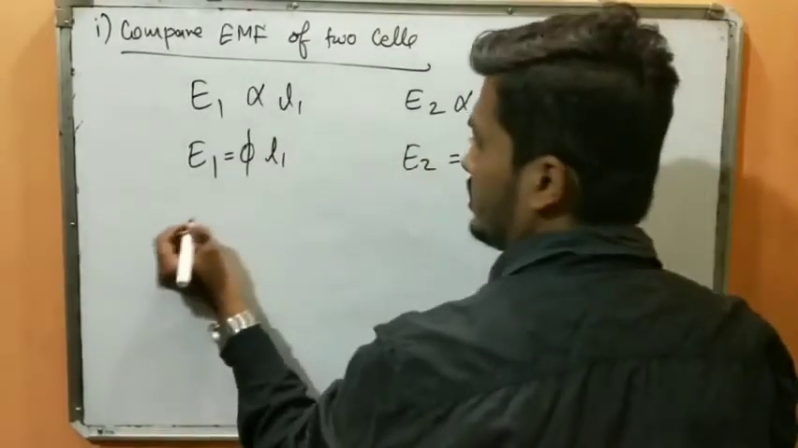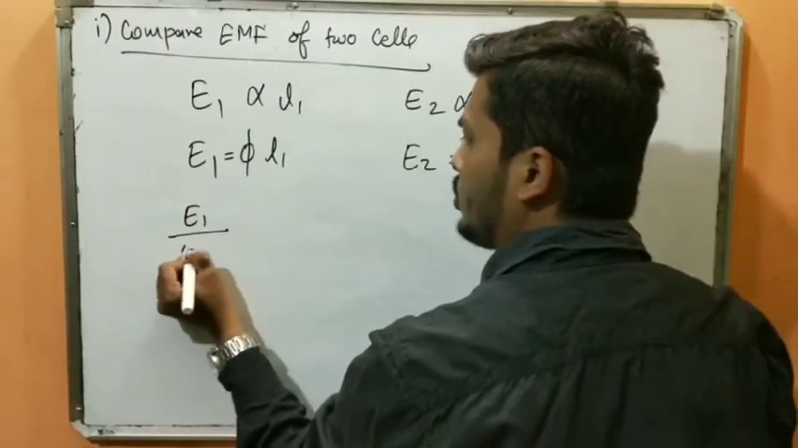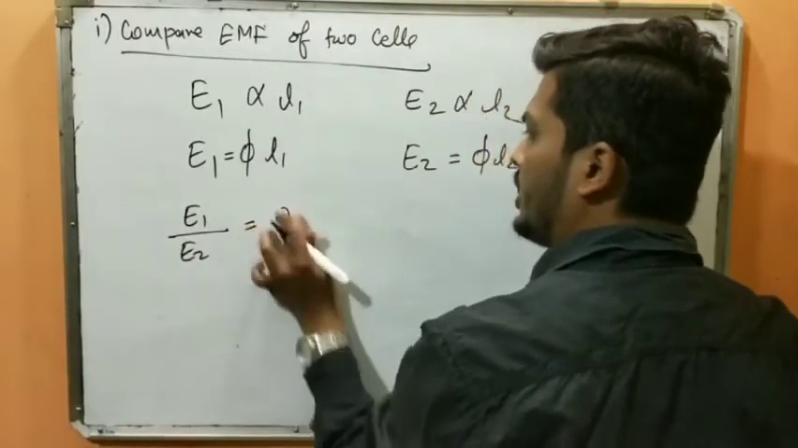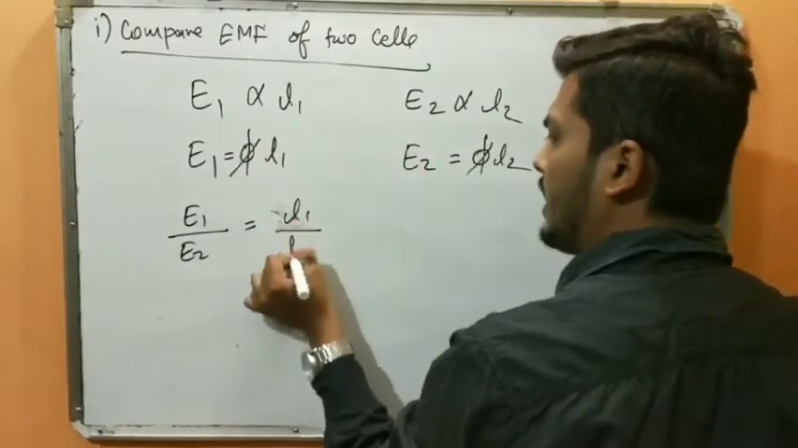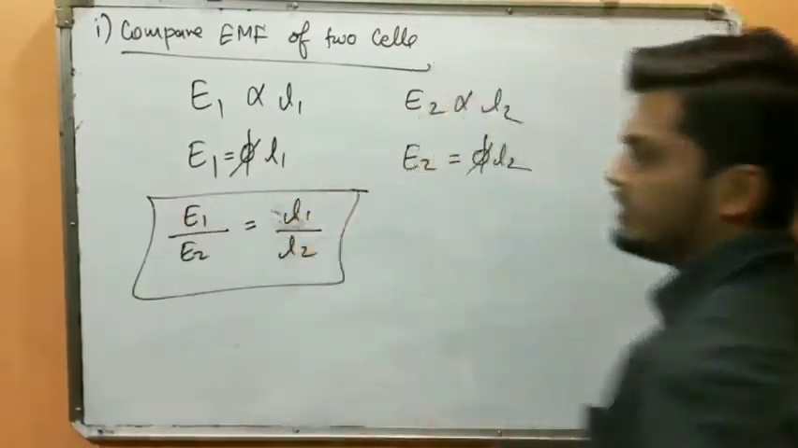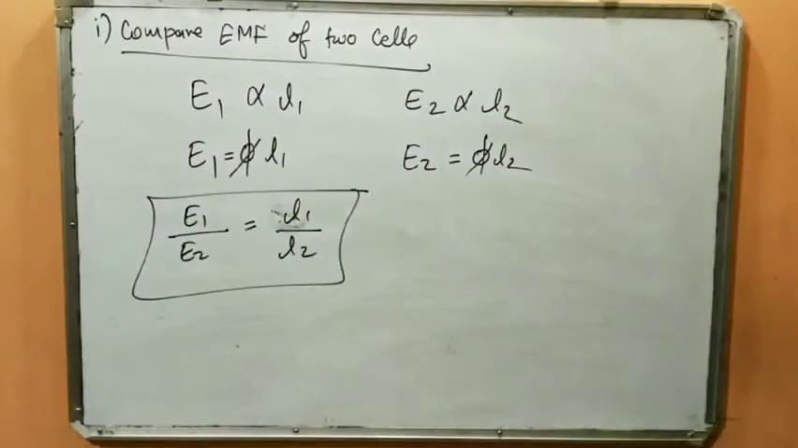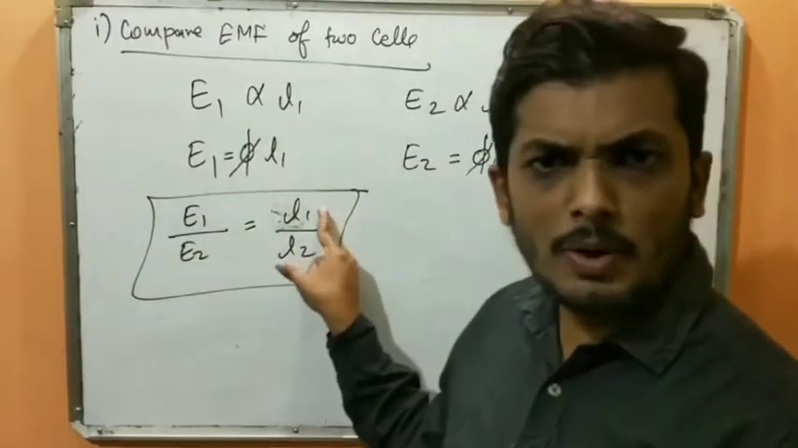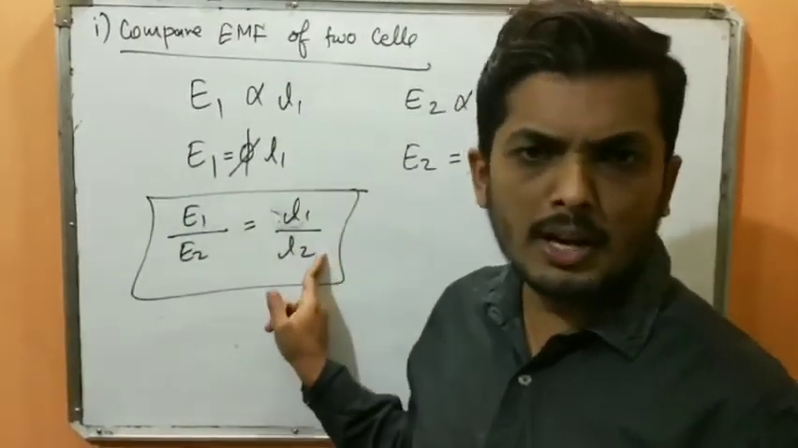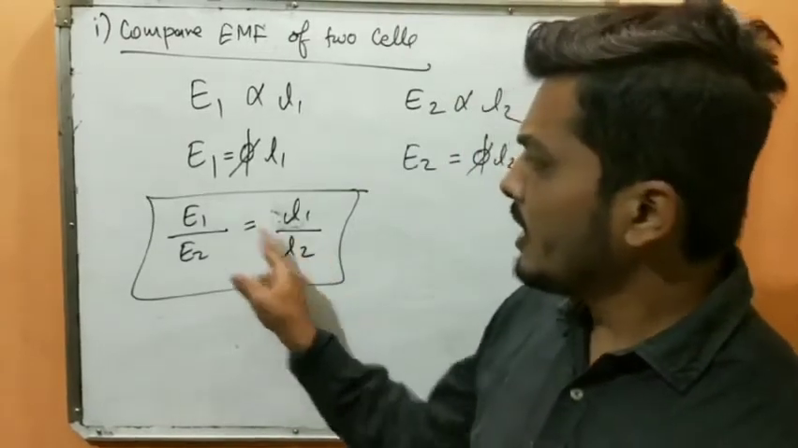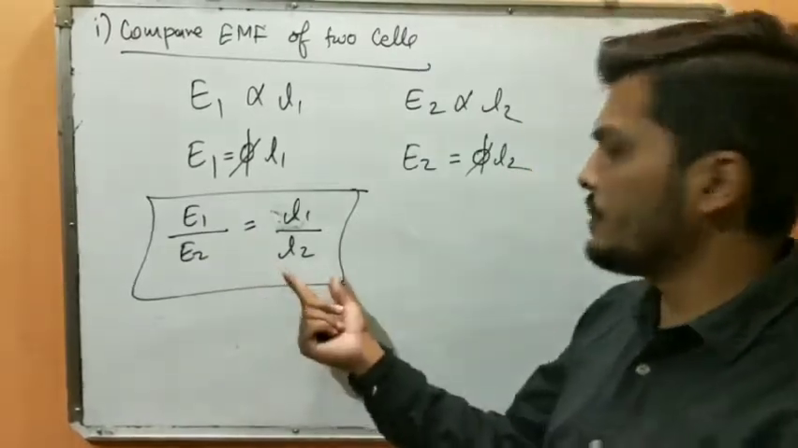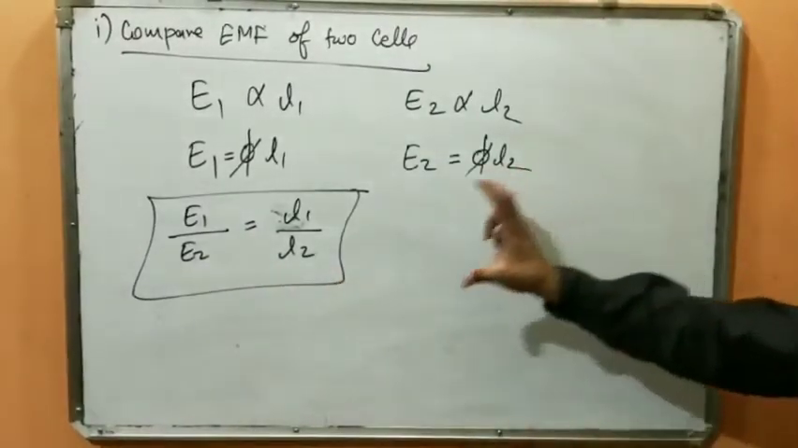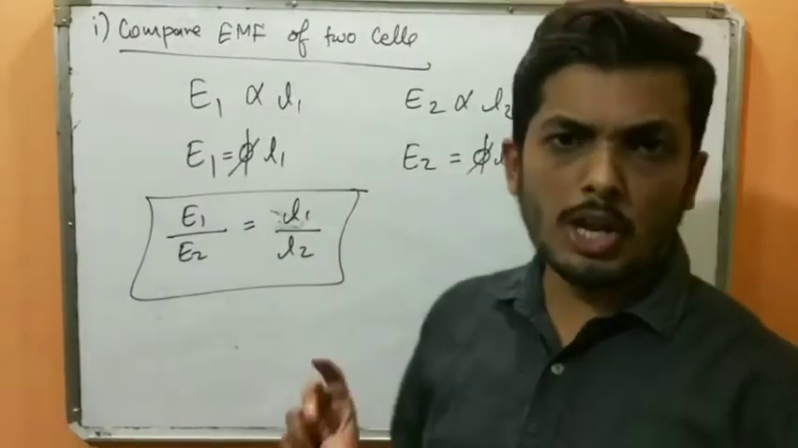Here, E1 by E2, I am comparing, so I should take the ratio. Phi gets cancelled. So what will be here? L1 by L2. And this is my experiment. Simply find the balancing length L1 here and the balancing length L2. Again the balancing length is the null point, and compare the EMF of the two cells. So this is the simple experiment that you can expect in your exam. Okay, have you understood the potentiometer?